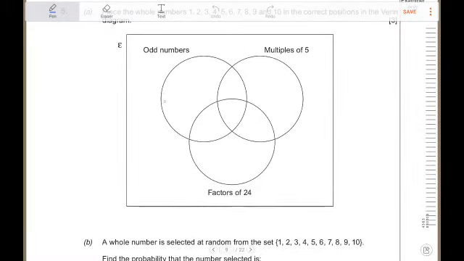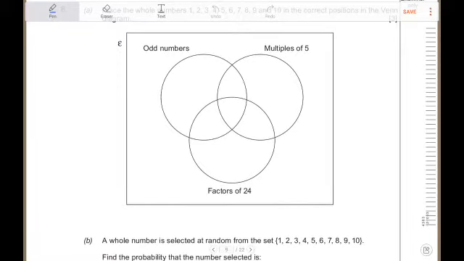So the one circle represents odd numbers, so that set is odd numbers. The other circle, which is the second set, is multiples of 5, and the final circle or final set are factors of 24. So already I'm building up a mental picture. I'm thinking all the odd numbers need to go in there, all multiples of 5 need to go in there, and factors of 24 need to go in there. Obviously, we've got intersections, overlaps, and I always start with looking at the overlaps first before I populate the rest.